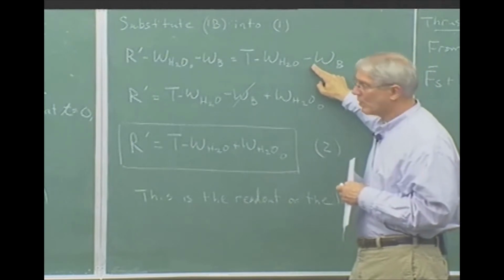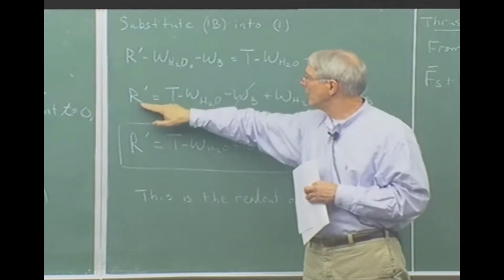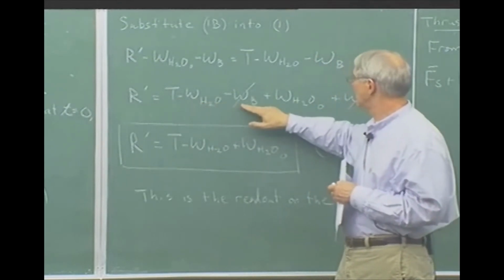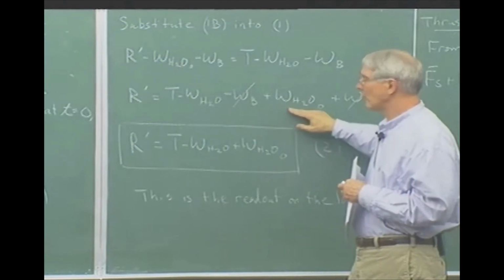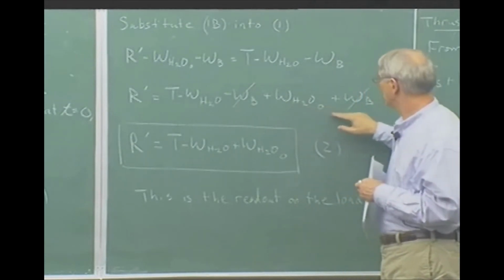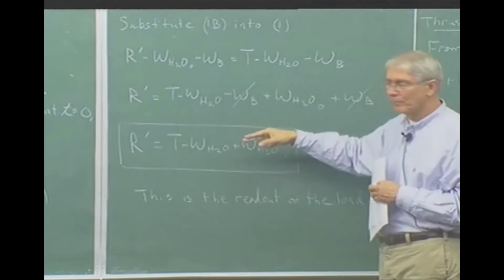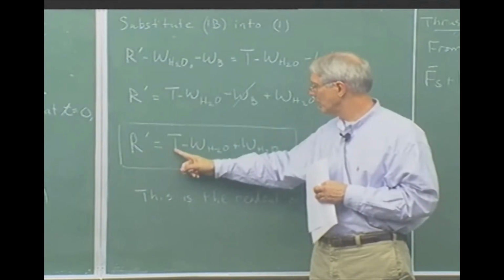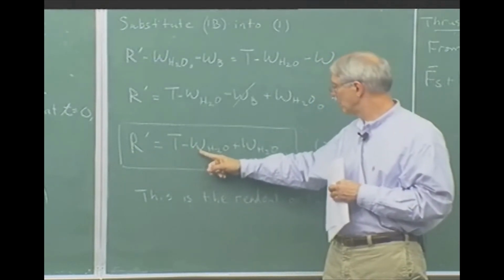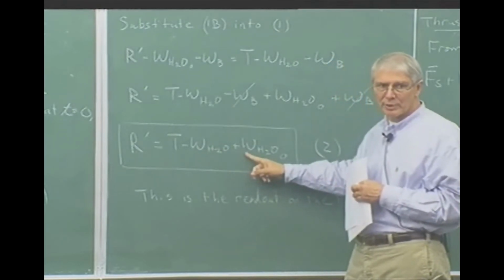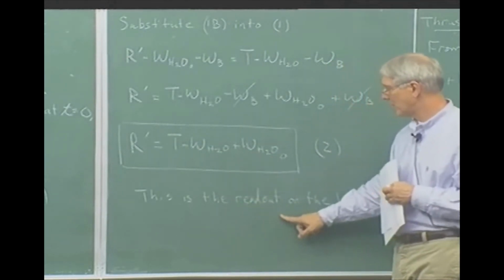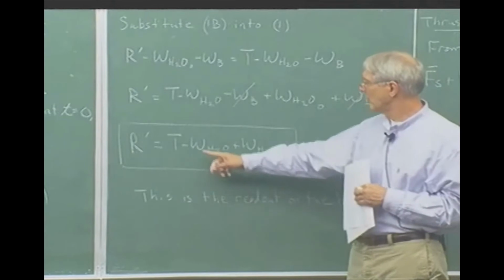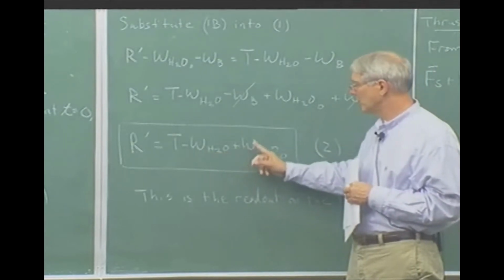We'll solve that for R prime, which is the readout. The readout says thrust minus the actual weight of the water, minus the weight of the bottle, plus the weight of the water at time 0, plus the weight of the bottle. Well, the weight of the bottle cancels out. So what we're left with, this is what the readout says: the thrust minus the weight of the water plus the weight of the water at time 0. I wrote that again just to remind you. This is the readout on the load cell. So what we're seeing on the load cell is not the actual thrust. It's the thrust minus the weight of the water plus the weight of the water at time 0.